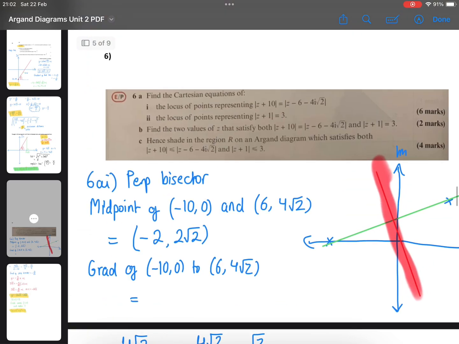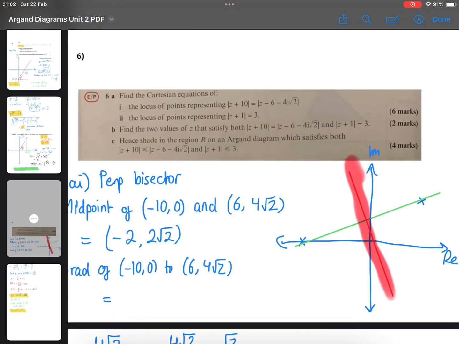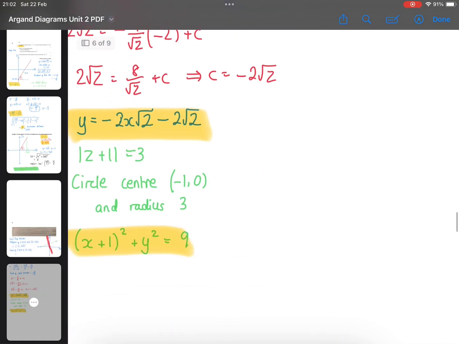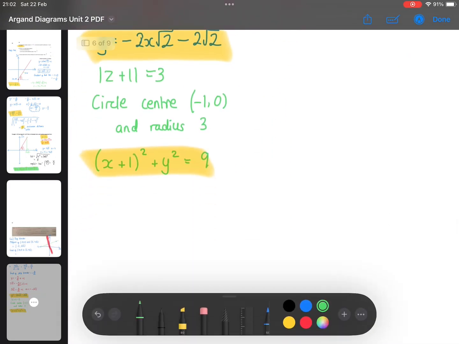And part B is asking us to find the two values of z that satisfy both of the above. So to do that, we need to solve the two equations which I've just highlighted in yellow. We need to solve them simultaneously. So we can substitute in for that because we have one linear, one quadratic. So we have x plus 1 squared plus, and then here we have minus 2x root 2 minus 2 root 2 squared equals 9.